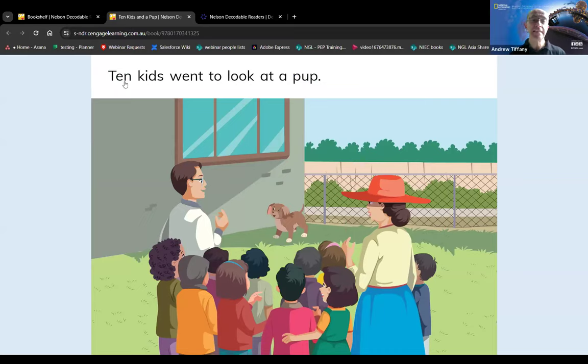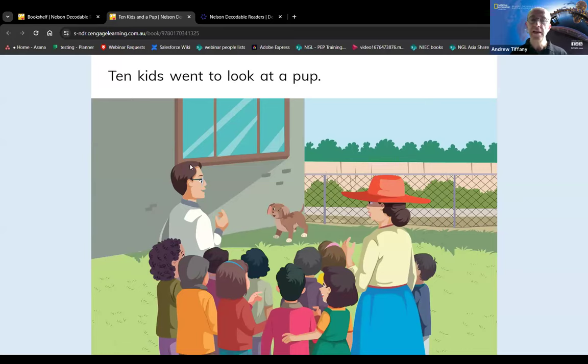Okay, let's all read together. 10 kids went to look at a pup. Okay, very good. And I can isolate individual words. I can say, what's word number five? Can you read word number five to me? What's word number five? Look, very good. What's word number two? Word number two, kids.